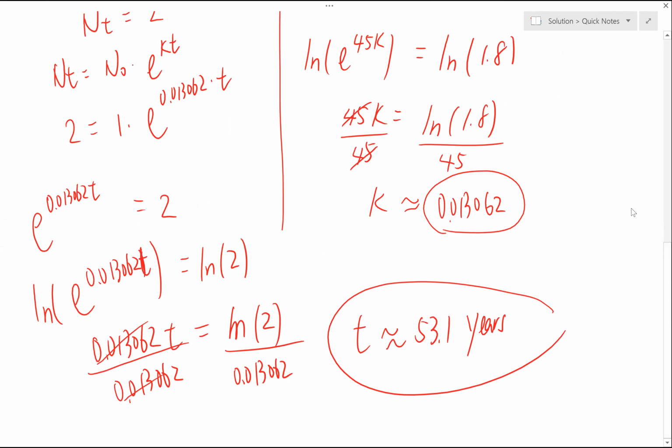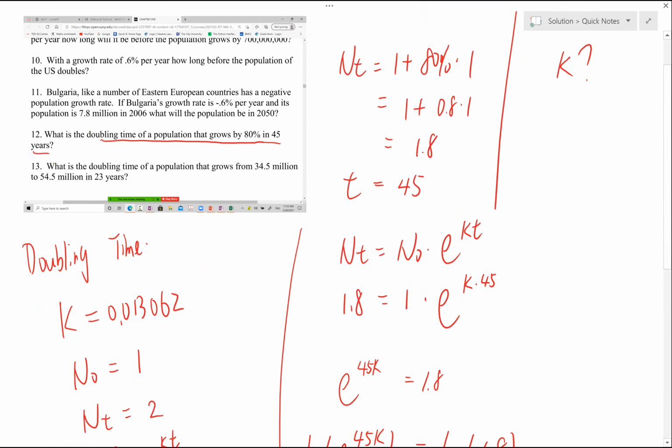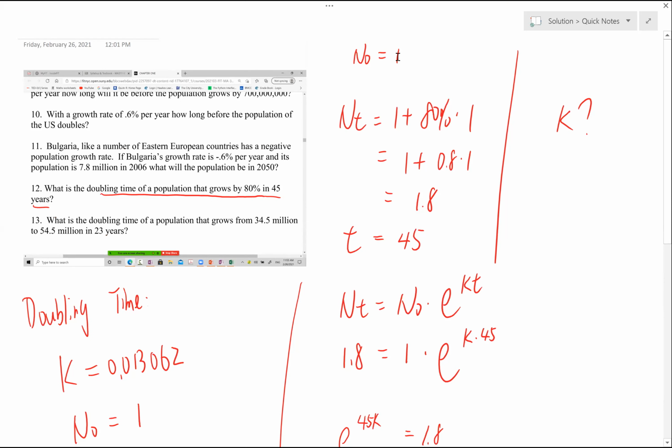And I hope this helps a little bit. Yeah, you can always make the assumption that the initial population is 1 unit, since it's not given here, right? Any assumption you're making, it's okay. Like 1 unit, or 1 million or 1 billion, right? Something like that. That's totally okay.